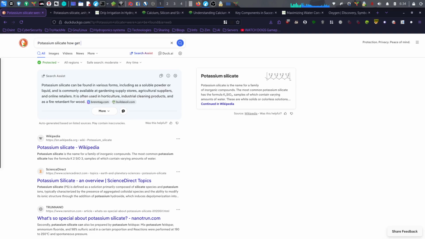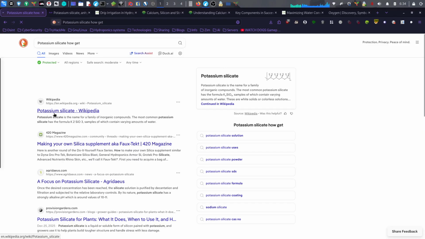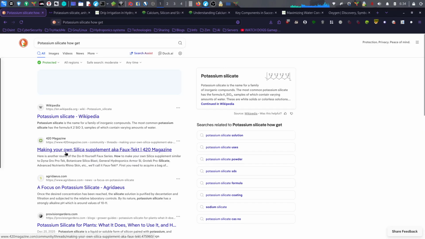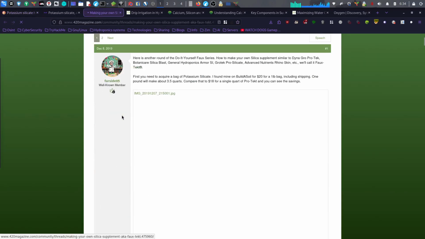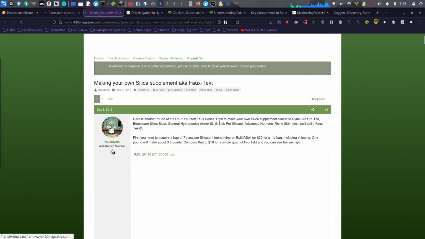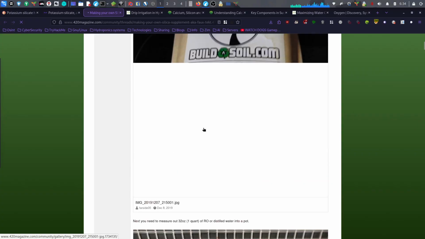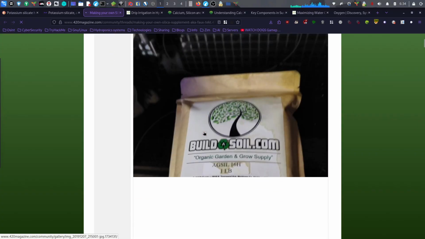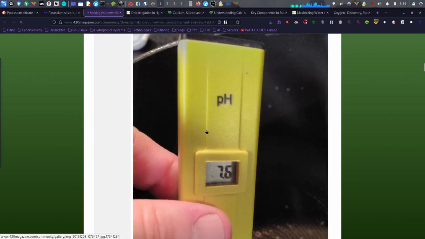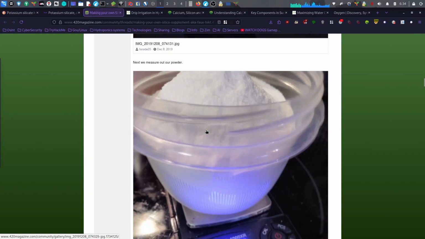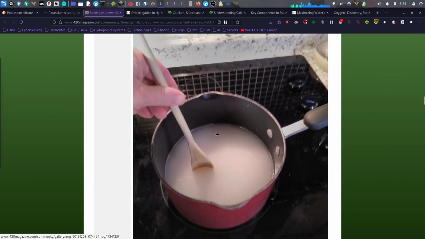How to get it? Making your own silica supplement. Make supplements yourself. Build soil. What is this? pH level. This is a self-made nutrient solution.